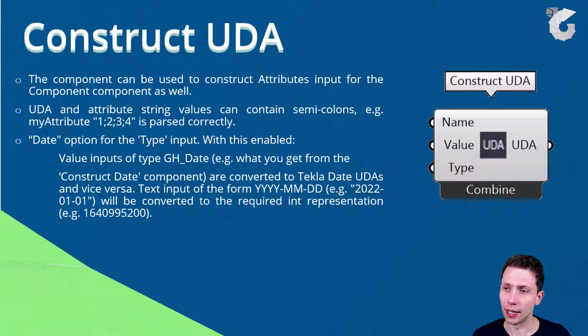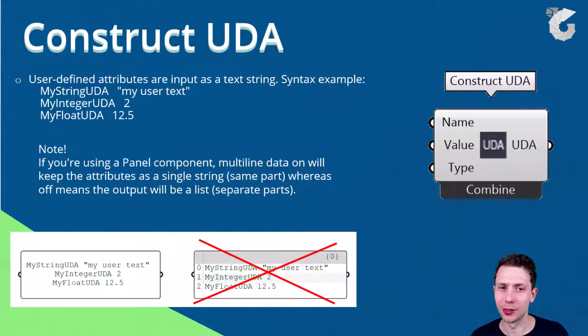So as I said before, Construct UDA can be used to give attributes to a component. I already showed that, it's really useful for that. We can use semicolons if they are inside a string. So we have the two quotes and then we can put a string inside. We also have a type there where we can set up a date. And here is a difference between Grasshopper date and Tekla date. But luckily, this component will automatically convert from the Grasshopper date format into the Tekla date format. Now you can see the syntax example. In this case, my string UDA, we have quotes and my user text, so it will be string type. My integer UDA set to 2 with a space, my float UDA 12.5.